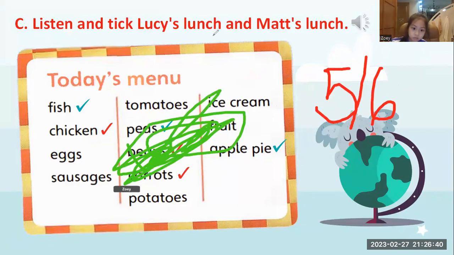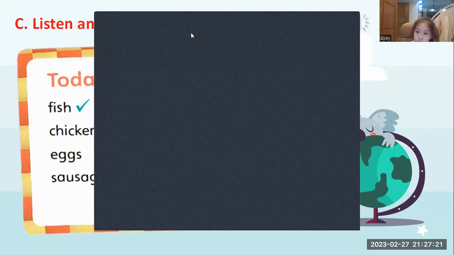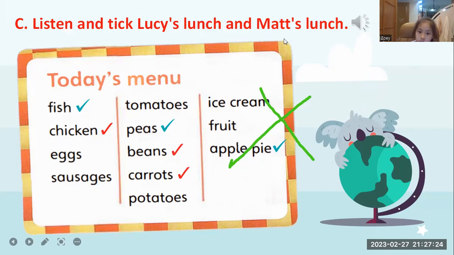Okay, next time, Zoe, I want you to follow the instruction. For example, if the instruction will say, put a red tick on Lucy's lunch, then use red color. Then put a green tick or blue tick on Matt's lunch. So you need to use your blue color. Okay, so do you have any questions, Zoey? Hello, Zoey. Do you have any question? Okay, no question. So now let's proceed here.